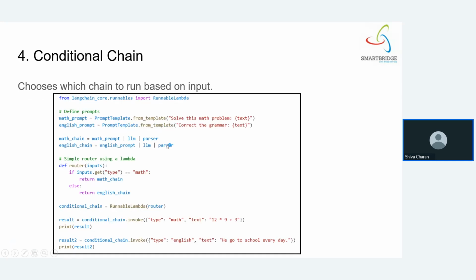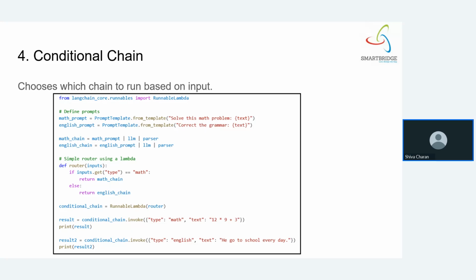Conditional chain. So what is this conditional chain? What it says is, choose which chain to run based on the input. Based on the input, we'll be switching between the chains. And what are we doing over here? First, initially, we are defining the RunnableLambda and also defining the prompts.